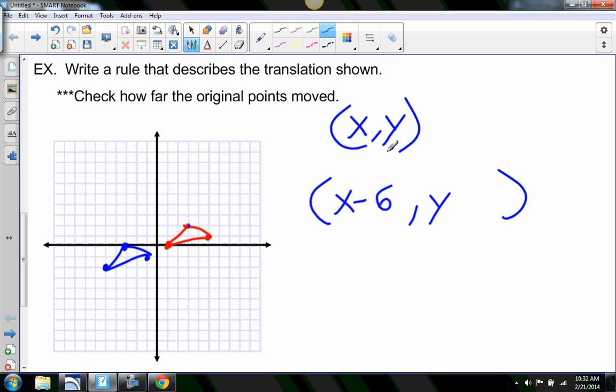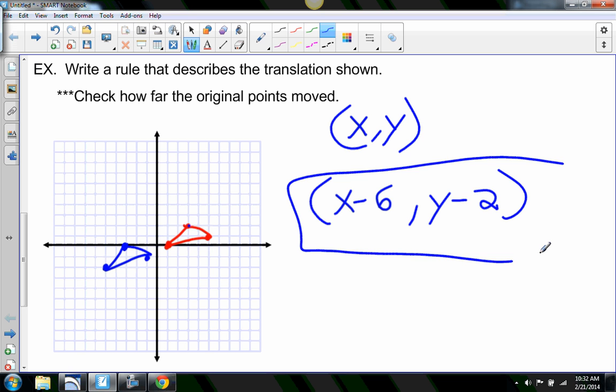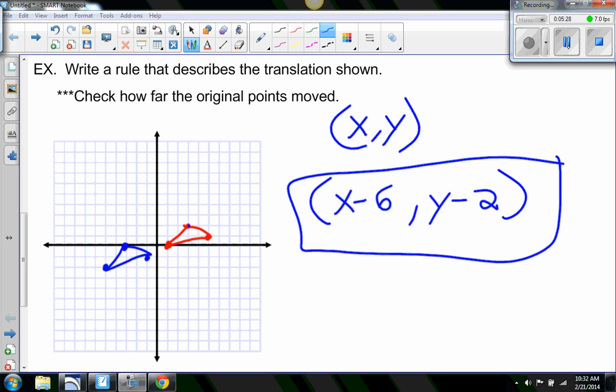Now what happened to each y? If I start with this one, what happened to the y? It went down 2, it looks like. This one went down 2. This one went down 2. So y minus 2. This right here is the rule. It doesn't have to be as complicated as it sounds. They just want to know what happened to x and y.